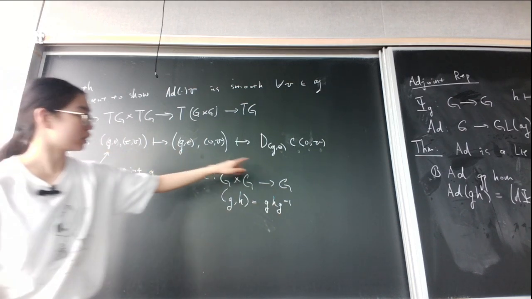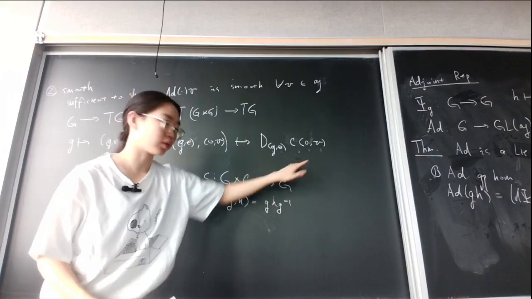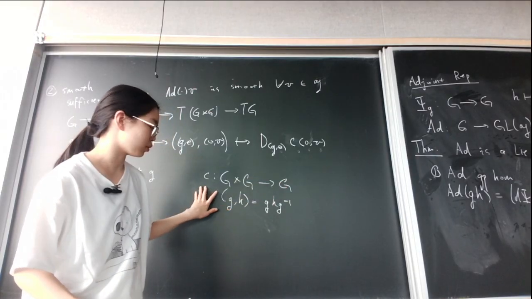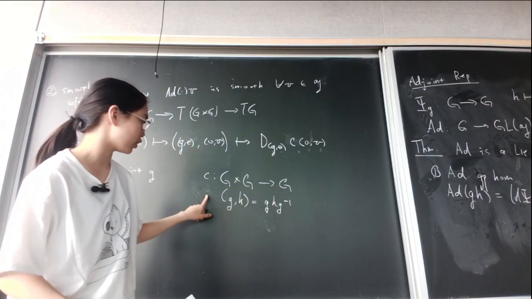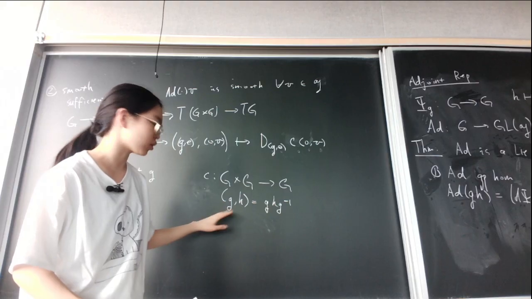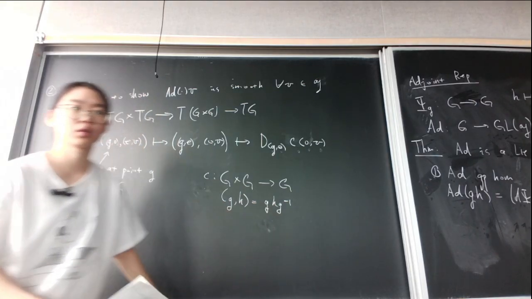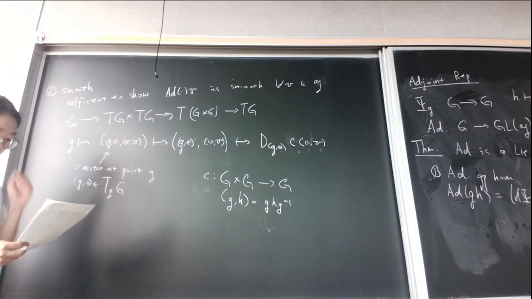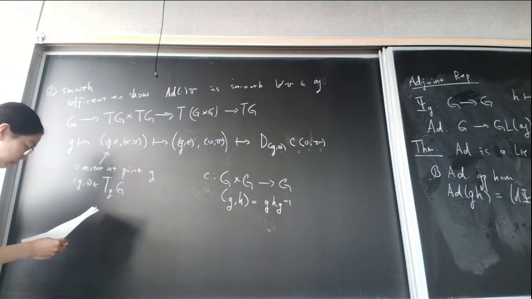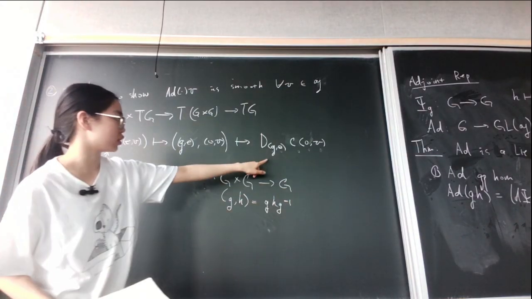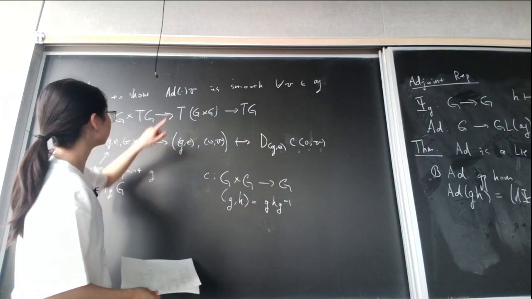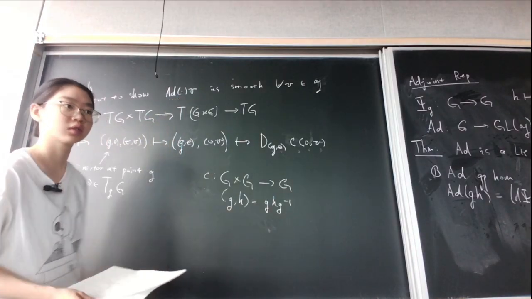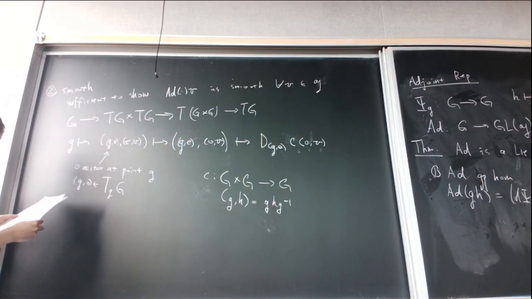Okay. And this is smooth because C is smooth, and C is smooth because, by definition, multiplication by an element is smooth, and inverting an element is smooth. And we are going to show that this is equal to this.